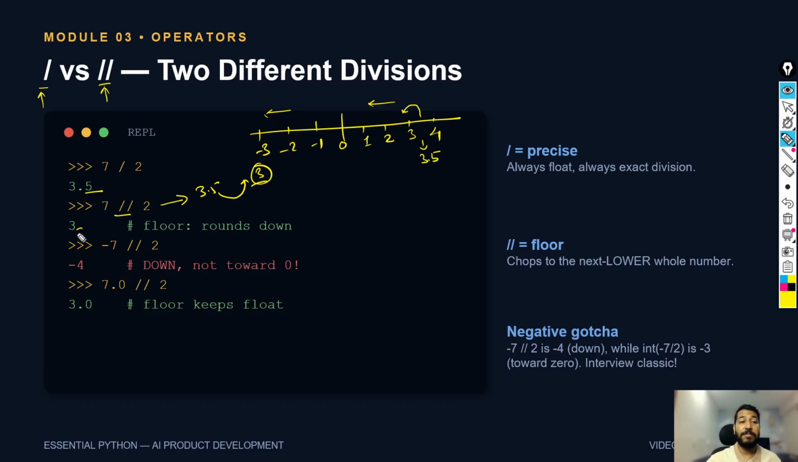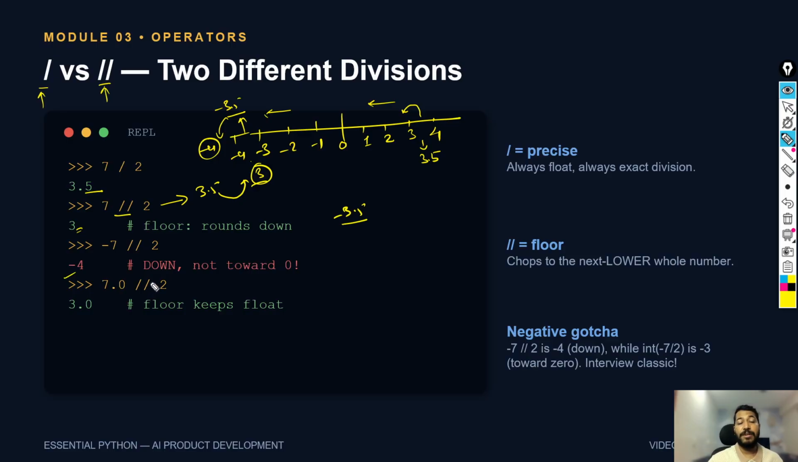So here the answer will be 3, but what about in the negative case? It will return -3.5, right? Then the nearest integer will be in that direction. As of now we are here at -3.5. As a part of floor division, it will reach the next whole number, but in that direction, not in the 0 direction. So it will return -4. That's what the answer is.